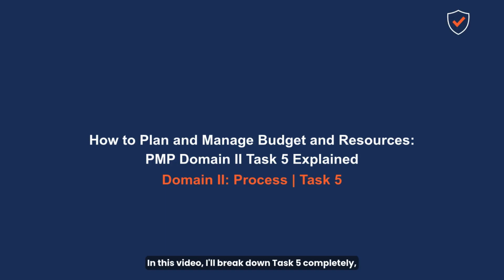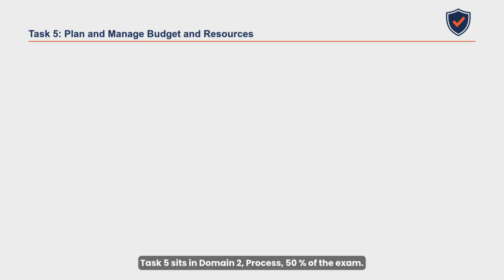In this video, I'll break down Task 5 completely: the 5 enablers, the key budget concepts the exam tests, how resources are planned and managed in both predictive and agile environments, and a practice question. Let's get into it. Task 5 sits in Domain 2, Process, 50% of the exam. The task statement is, plan and manage budget and resources.